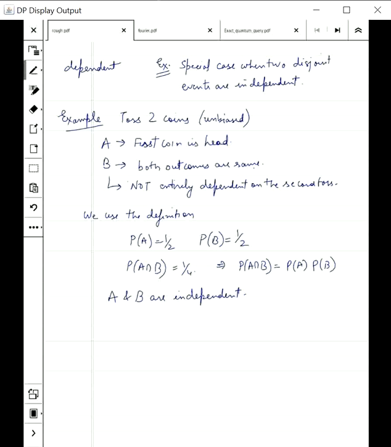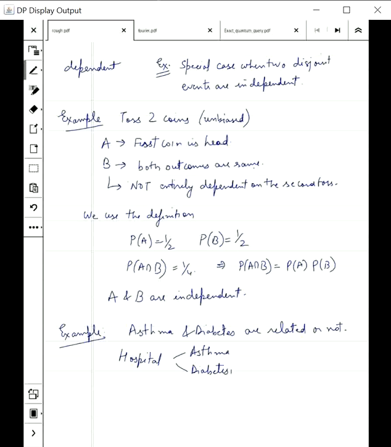Let us take another example, a slightly complicated one. Suppose someone wants to find out whether the occurrence of two diseases, asthma and diabetes, are related or not. To check this, they go to a hospital which has only two kinds of patients, asthma and diabetes, and then they calculate two things. The first is the probability of a general person having asthma. For this, they look at the fraction of people in the hospital having asthma.